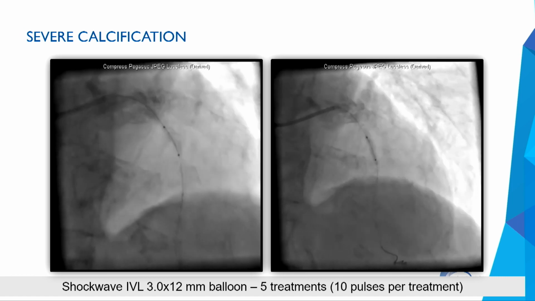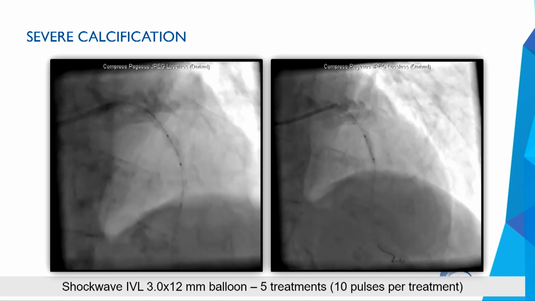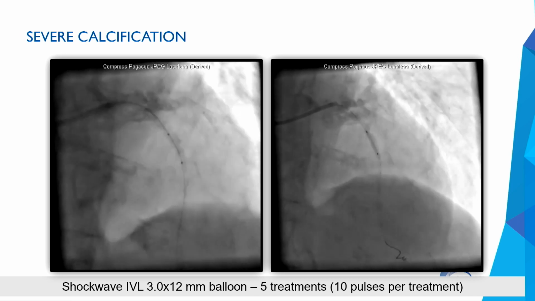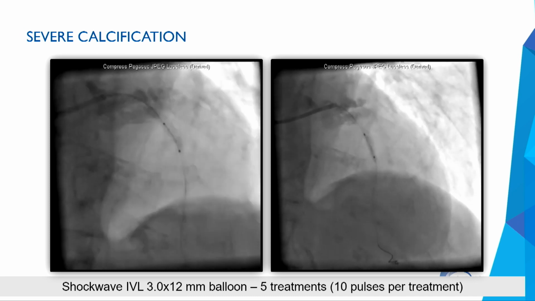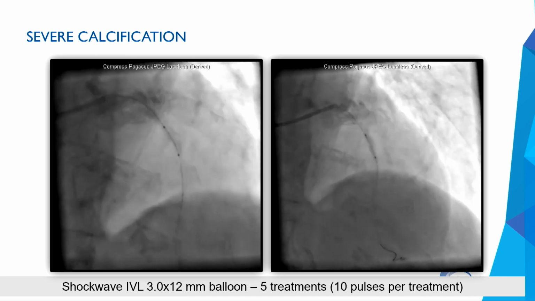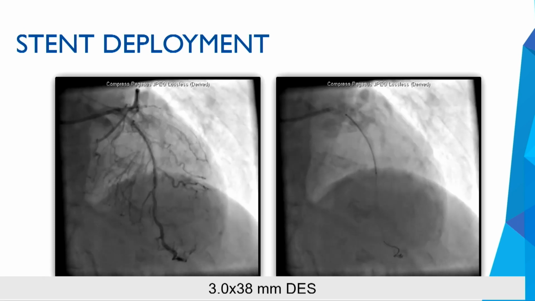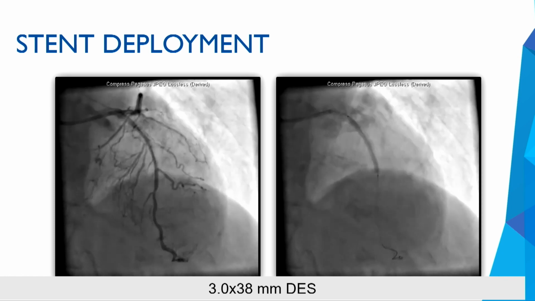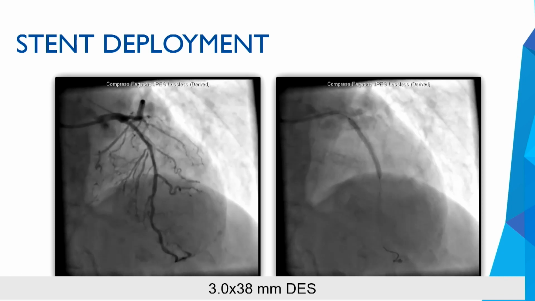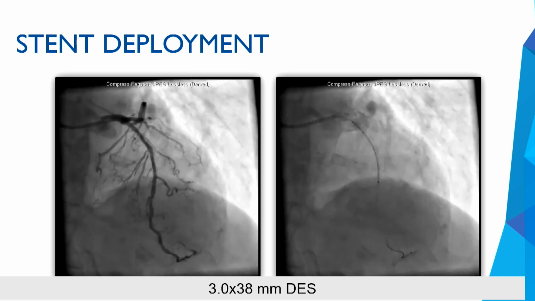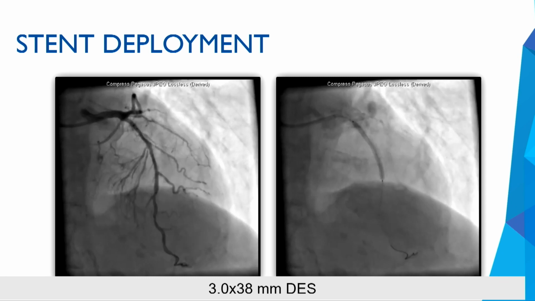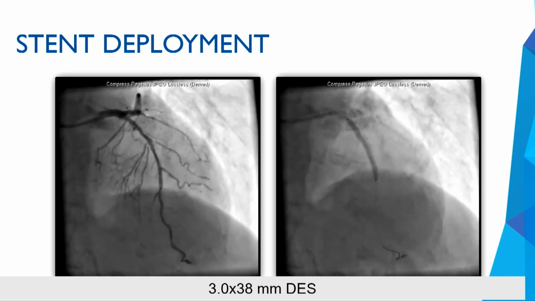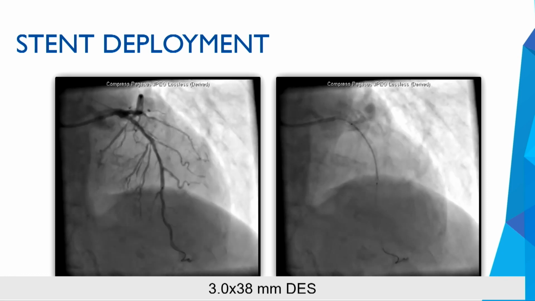Because of severe calcification, we opted for Shockwave. We used a 3.0 by 12 balloon in the mid as well as mid to distal LAD. We did 5 treatments total, 10 pulses per treatment, as you all know. And then after, this is the left side after PTCA and positioning the stent, and then we're going to cross that at the diagonal. Now, the fact that we did not protect that diagonal, because when we did the IVUS of the diagonal, it had a 2.75 lumen, so we felt that was going to be okay without protecting it.